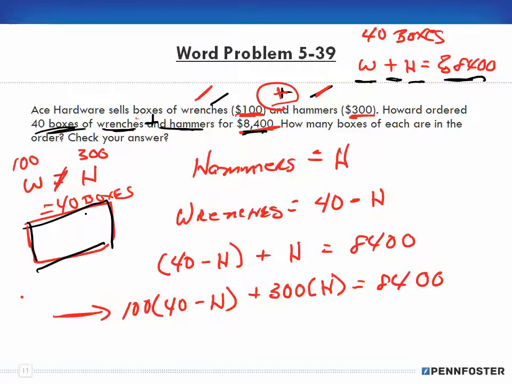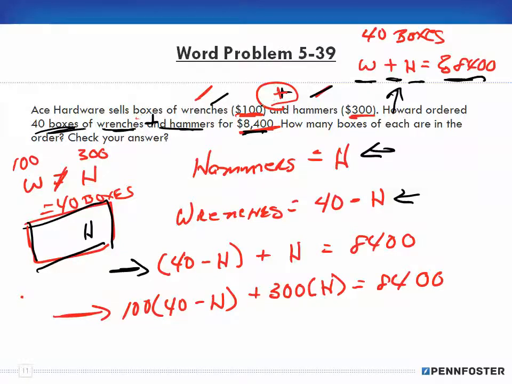If I had 40 boxes all totaled, and I set the hammers to h as a variable, that means that 40 minus h has to be the number of wrenches. Let's just give this a number: if the hammers was 10, then 40 minus 10 is 30, and 30 plus 10 is 40, all right? So my relationship has to be 40 minus h for the wrenches, and I plug those back into my equation.